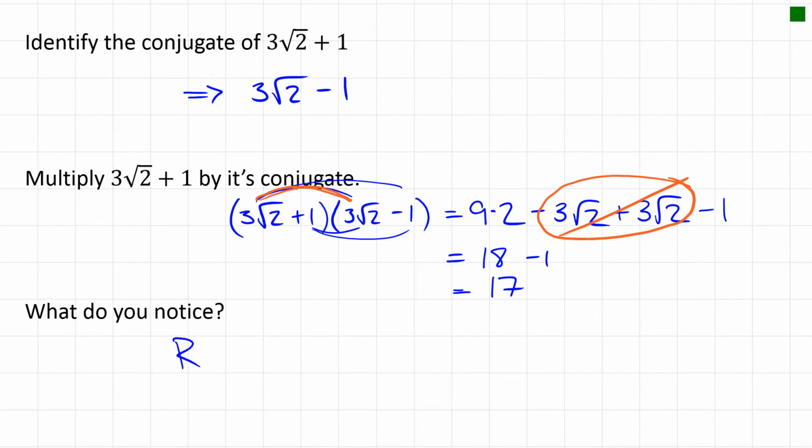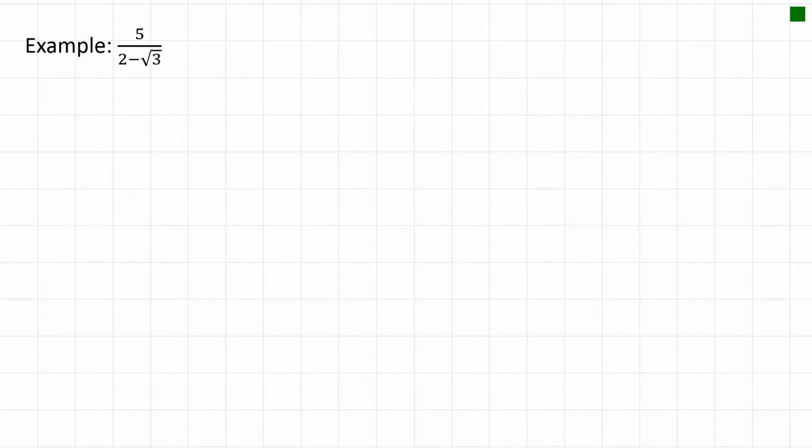What did you notice? Radical gone. So this is the power of the conjugate. And now we're going to put this knowledge of conjugates into action.